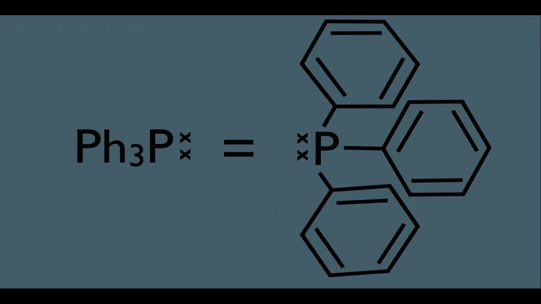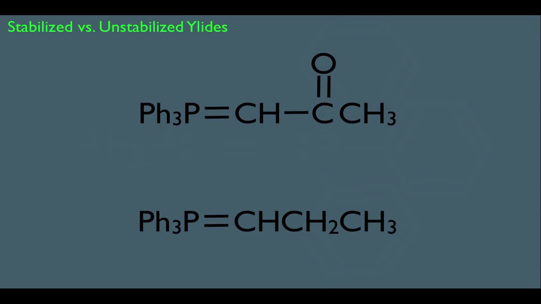For instance, there's a difference between what's called a stabilized and an unstabilized ylide. What you see on the top here is a stabilized ylide, and the reason why it's stabilized is because you can draw a resonance structure that delocalizes the double bond in the phosphoylide. In fact, here's what the resonance move would look like.